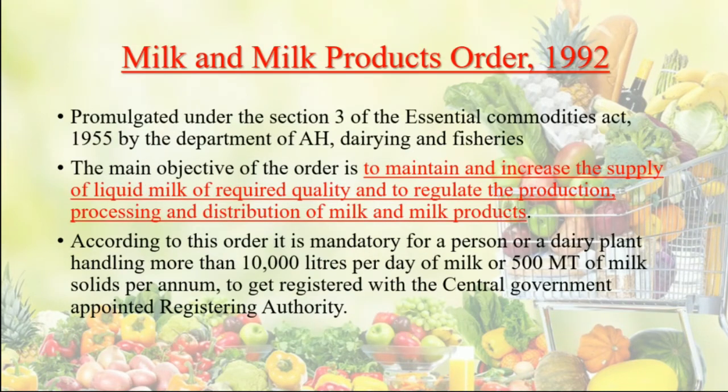So, and then we have our Milk and Milk Product Order. So as the name suggests, it was related to the milk and milk products. So the main objective of this order was to maintain and increase the supply of milk and to regulate the production and the processing and distribution of milk and milk products.